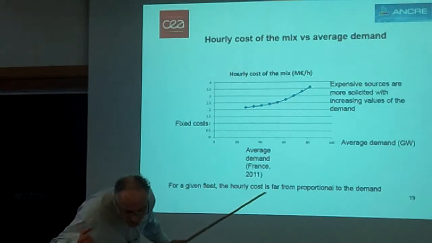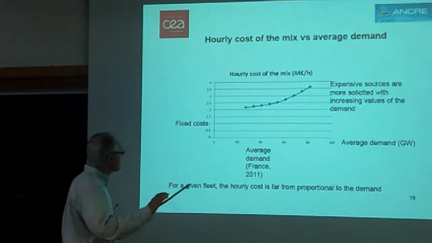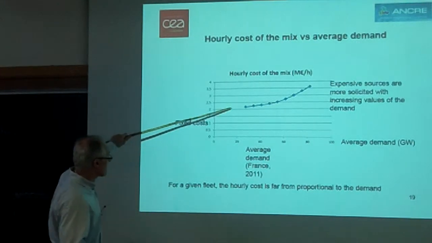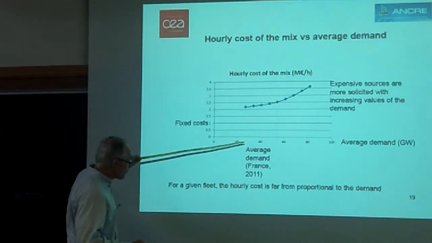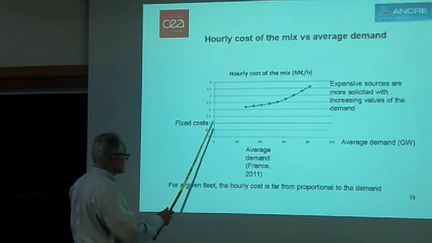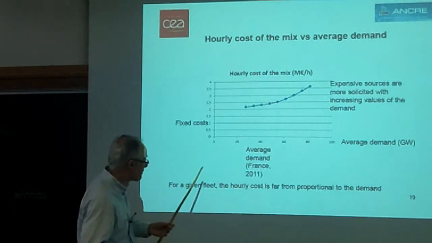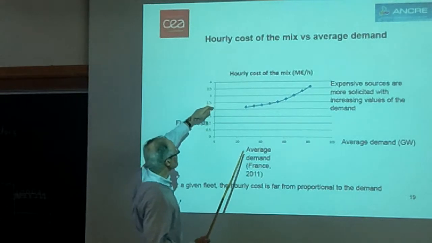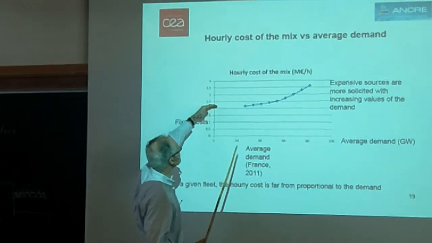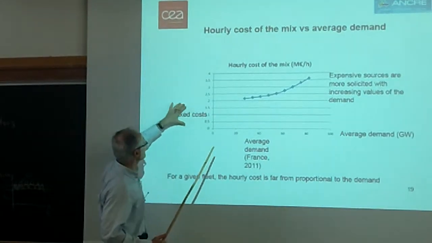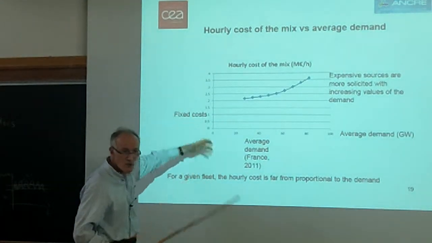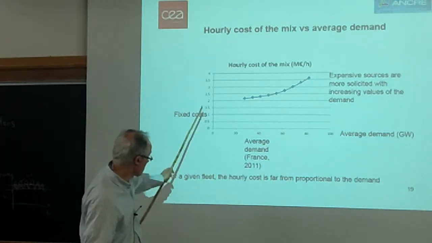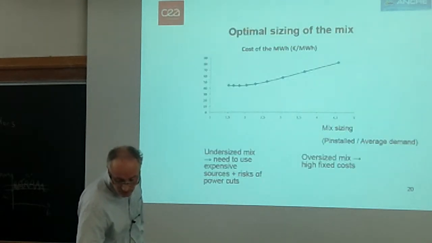We have confirmation, of course, that the system is highly nonlinear, and that the cost of the mix strongly depends on the average demand, but depends non-linearly of the average demand. And you see here, this is the case of the French mix, that for very small values of the demand, we have a dominance of the fixed cost that you have to pay anyway, even if the demand is low.